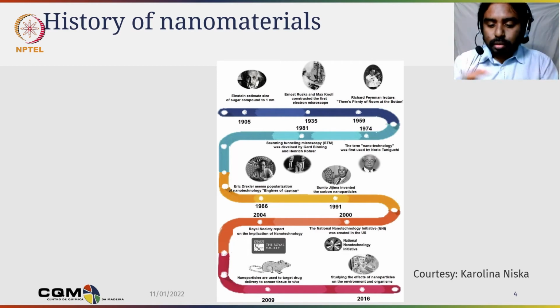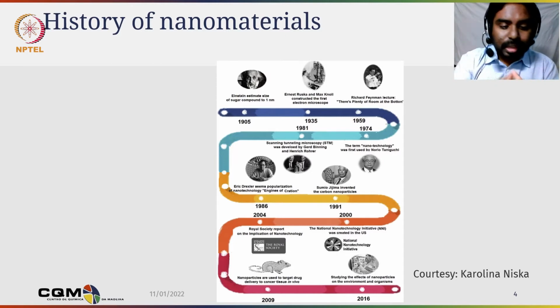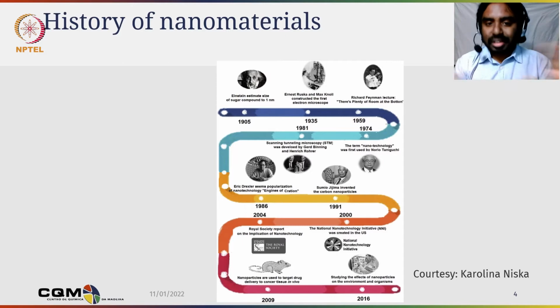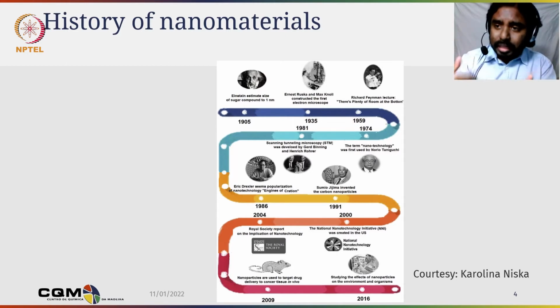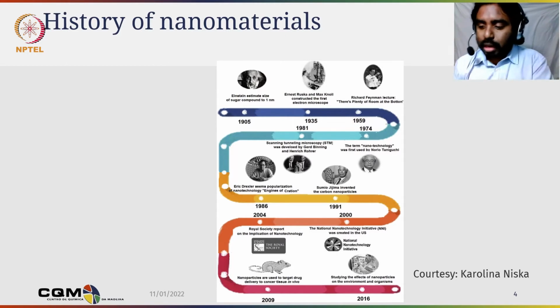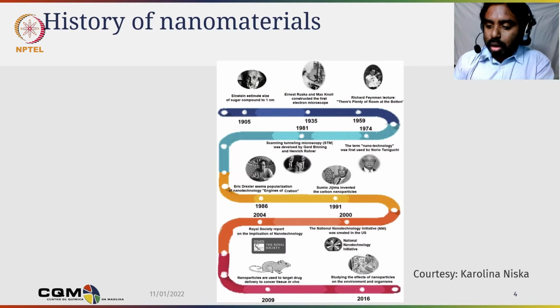So this familiarized the theme of nanotechnology among researchers. Right, so this happened in 1959. Later in 1974, the term nanotechnology was given by Norio Taniguchi, a Japanese scientist. Right, so he gave this term nanotechnology. After that only people started to call this technology nanotechnology, and the particles nanoparticles and nanomaterials, and everything started to come up.